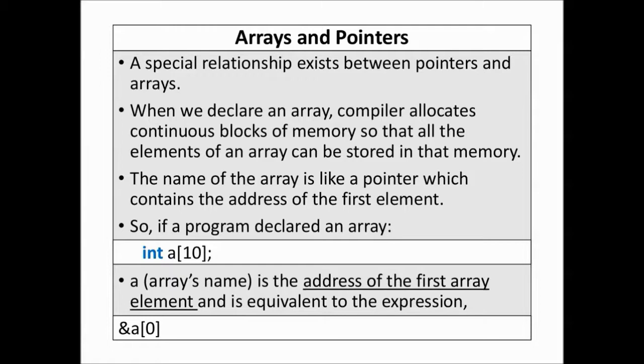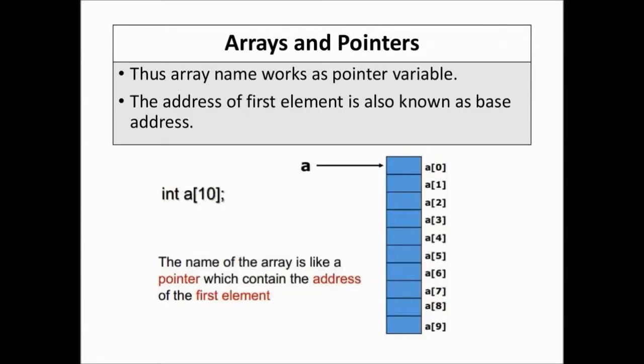So if our program declares an array int a[10], here a is the name of the array, and this name a contains the address of the first array element, and it is also equivalent to &a[0], and we get this address by the reference operator &. So the array name works as a pointer variable. The address of the first element is also known as the base address.